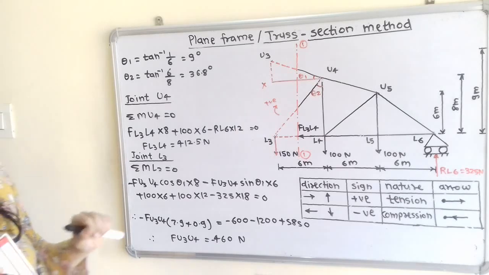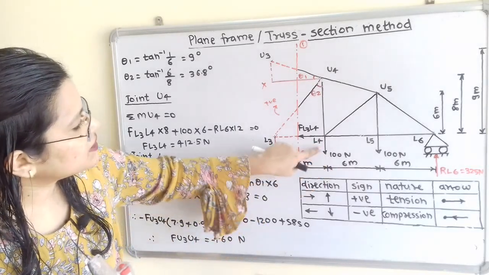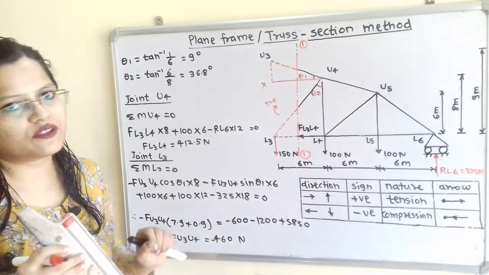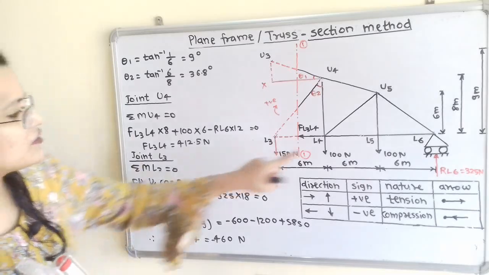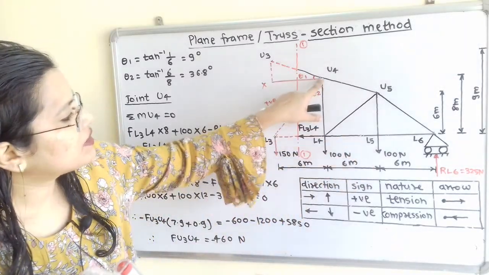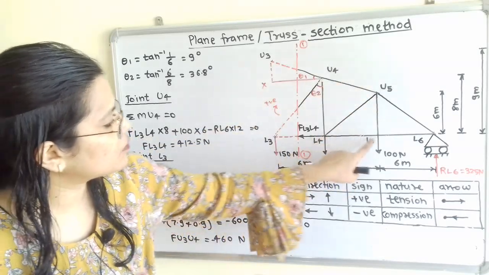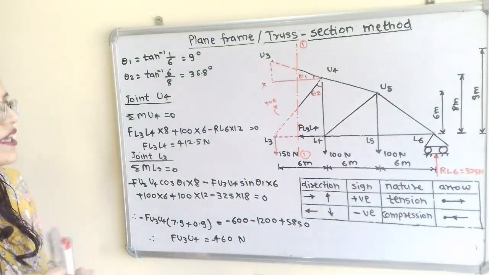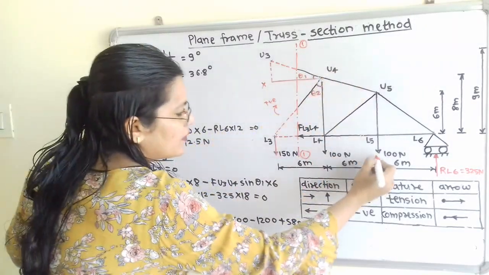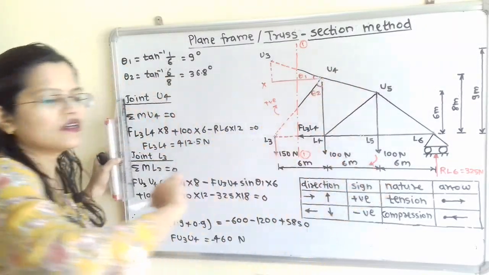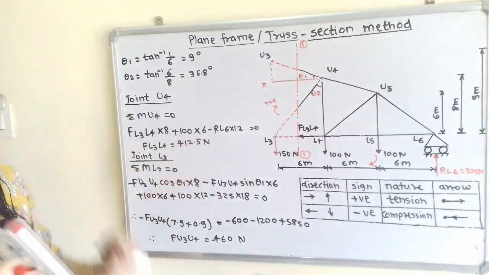Now we will move to the next force. The next force is 100 Newton, but it is passing through U4, so we are not going to consider it because the perpendicular distance is 0. Now the next force is 100 Newton. The perpendicular distance of its line of action is 6 meter, and if I move the compass about U4 in the direction of 100 Newton, it is also clockwise. So we take plus 100 multiplied by 6.